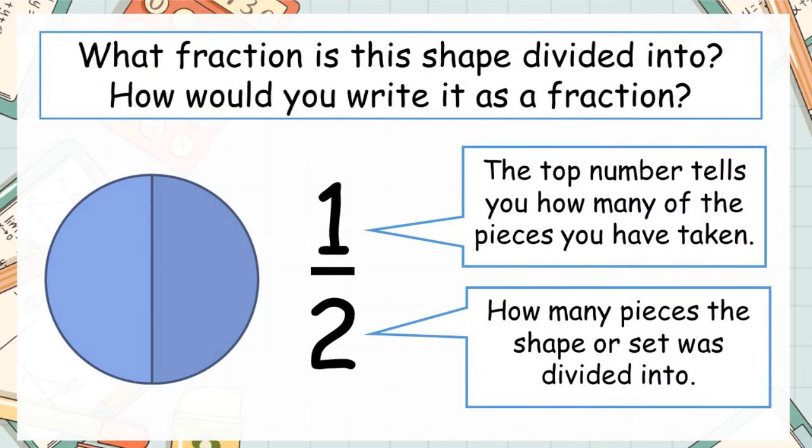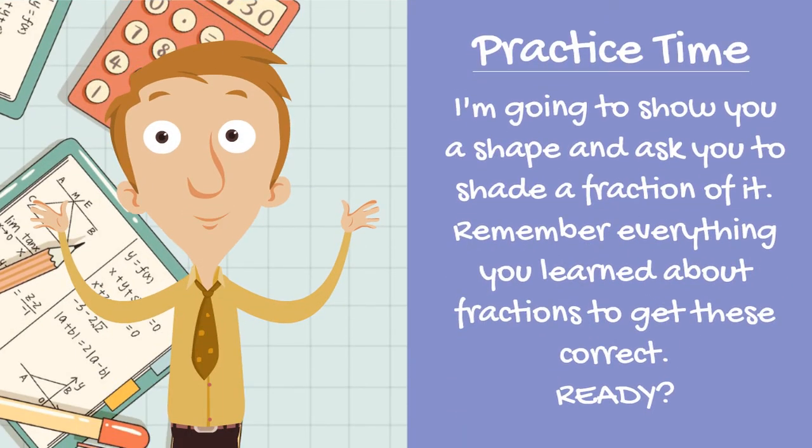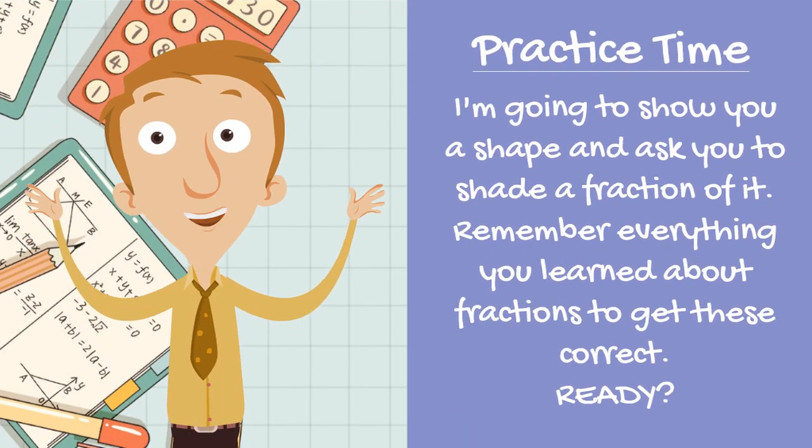The top number tells you how many pieces you have taken or shaded. The bottom number tells you how many pieces the shape or set was divided into. So you can see on this picture here, the bottom number 2 tells us that the circle was divided into 2 equal pieces. And the top number, well, that tells us how many of those pieces we have taken or shaded. 1 out of 2, or 1/2.